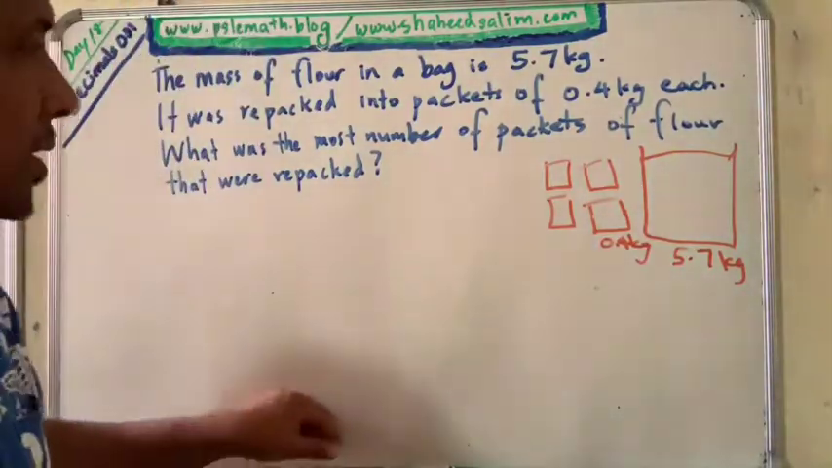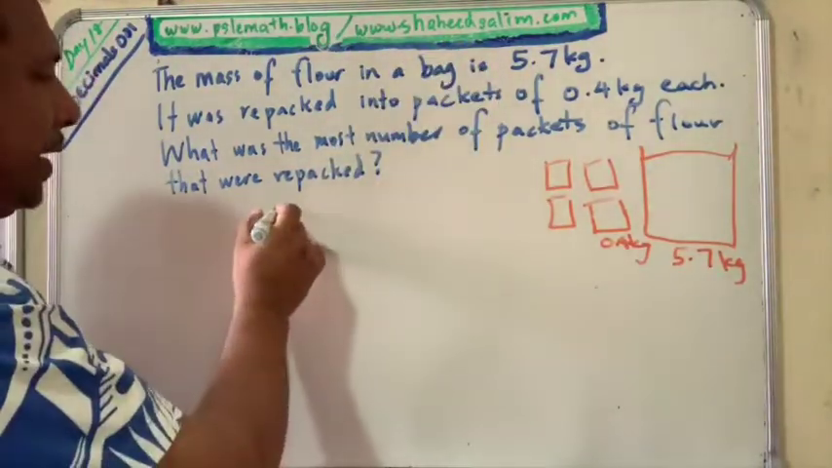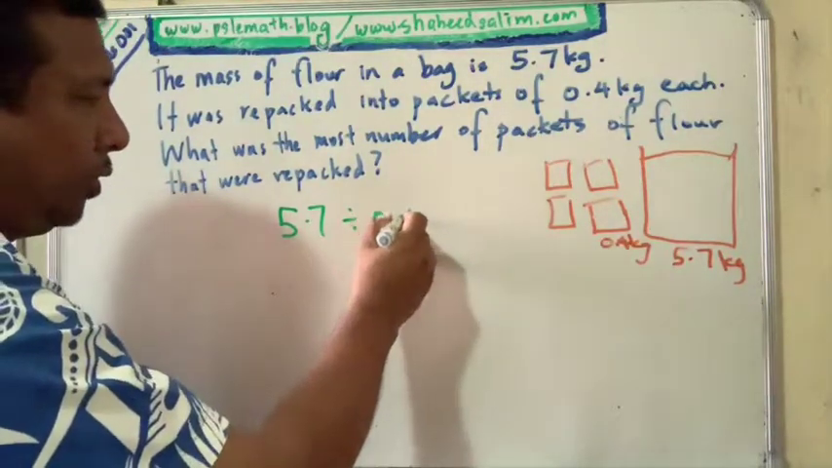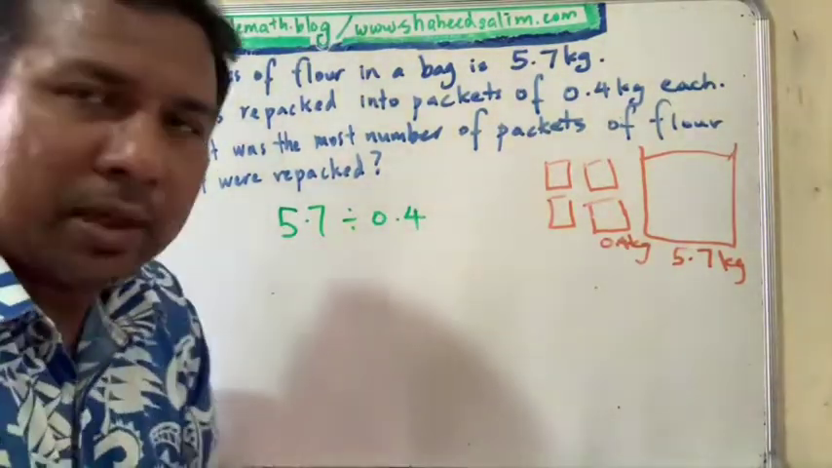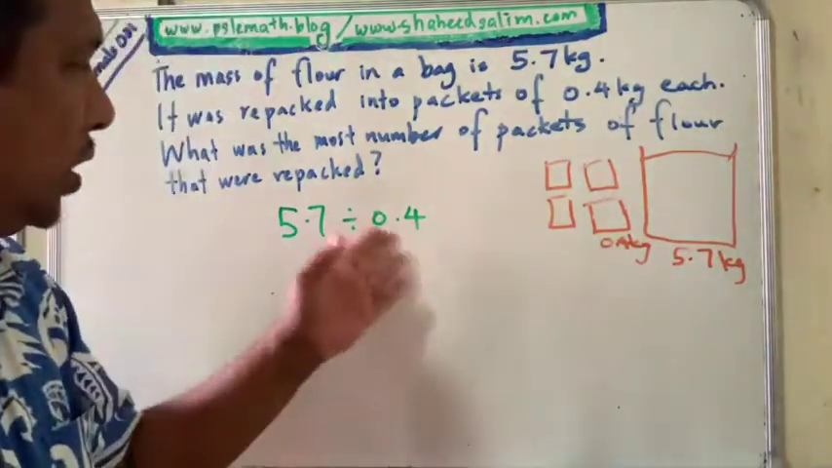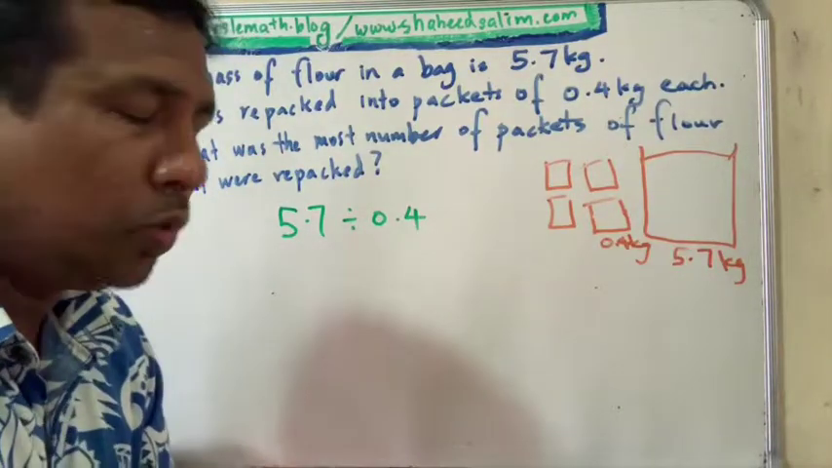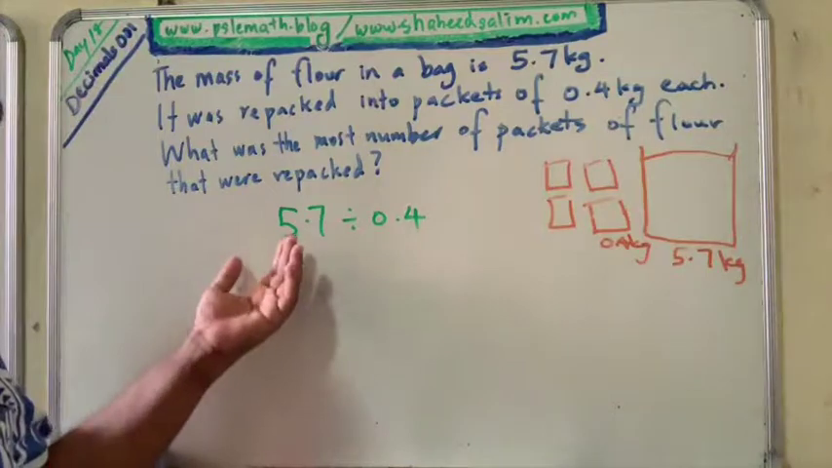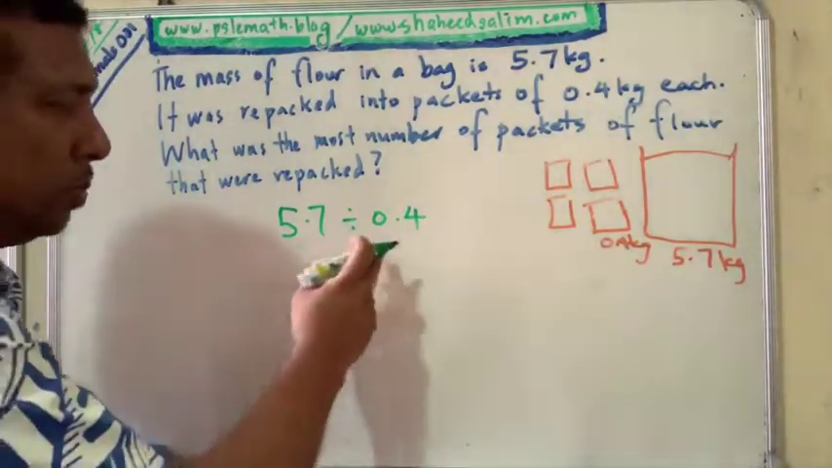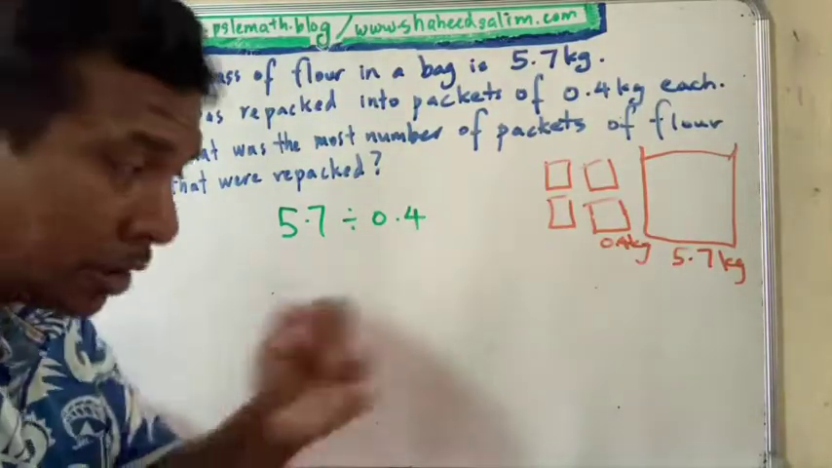It's very simple actually. You just divide. This is simple division. 5.7 divided by 0.4. Now for some students this becomes a problem, because they do not know how to divide with a decimal place. So what we can do is, instead of having it as 5.7, we can times both by the same number, and it does not make a difference.